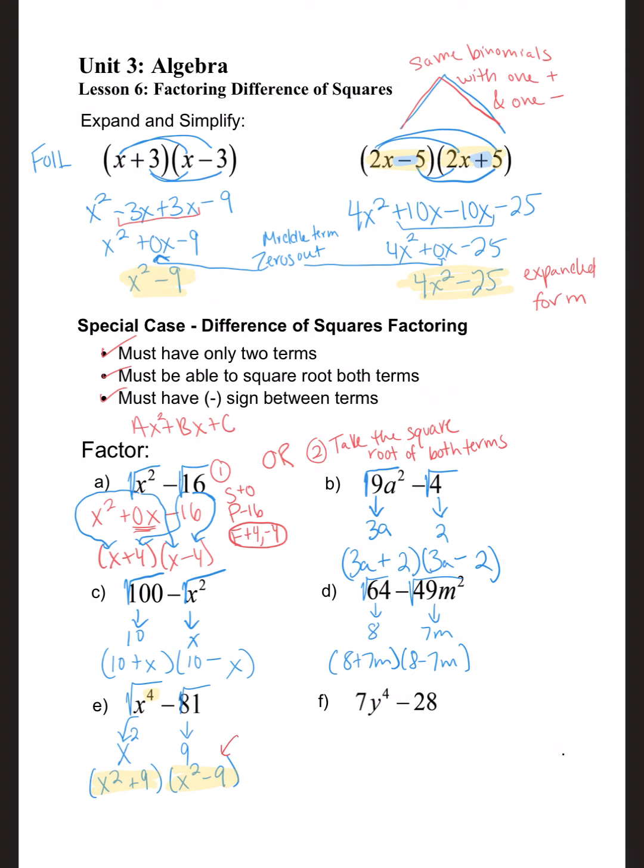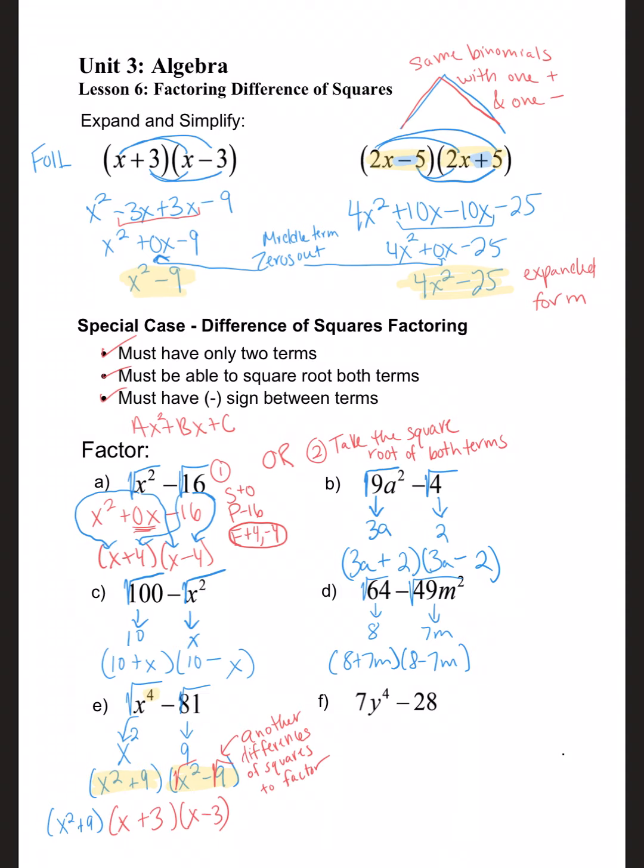So we have another difference of squares to factor. So I can't factor this x squared plus 9 anymore because there's no minus there to do that. But I could factor this one further, right? The square root of x squared is x, and the square root of 9 is 3. So that would factor to x plus 3, x minus 3.